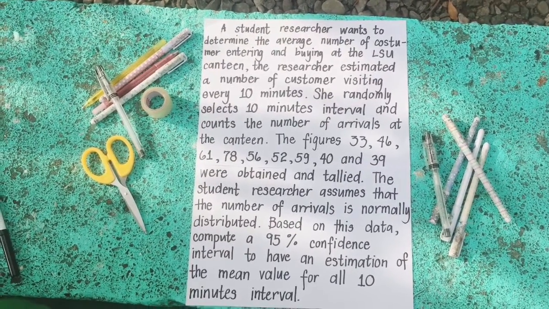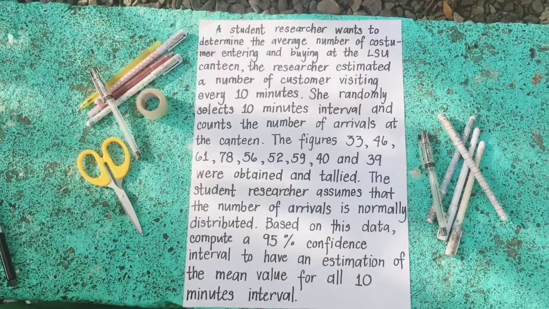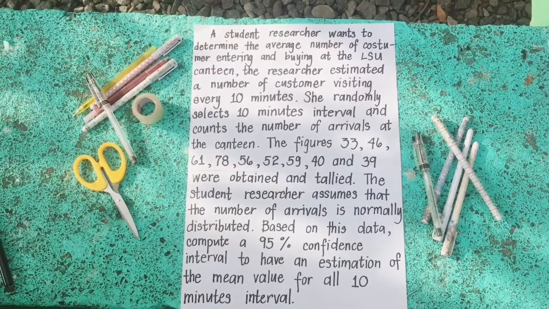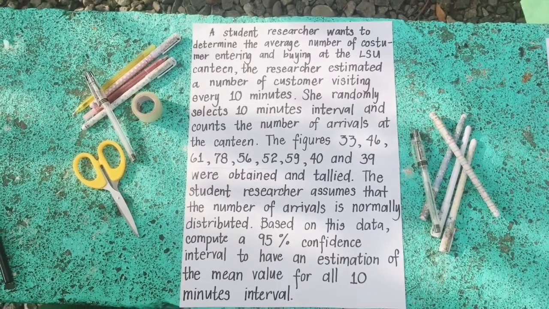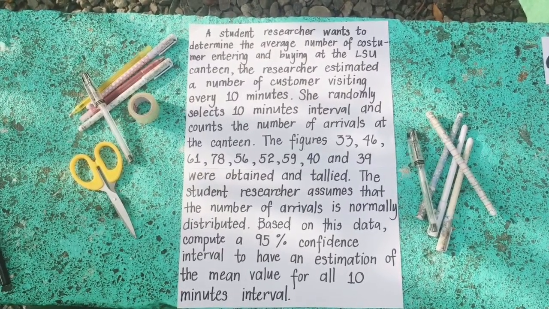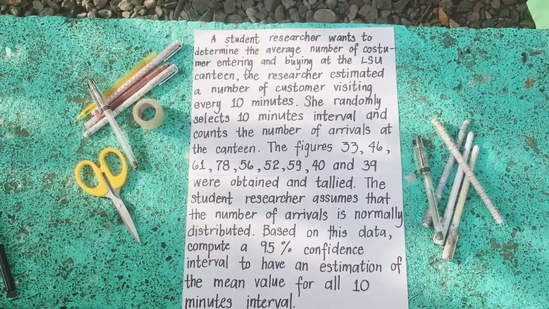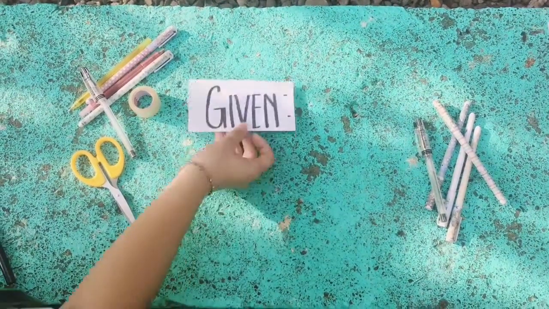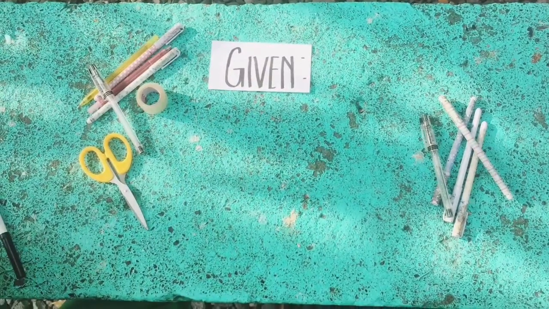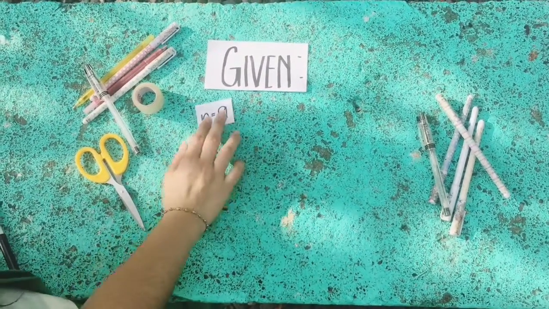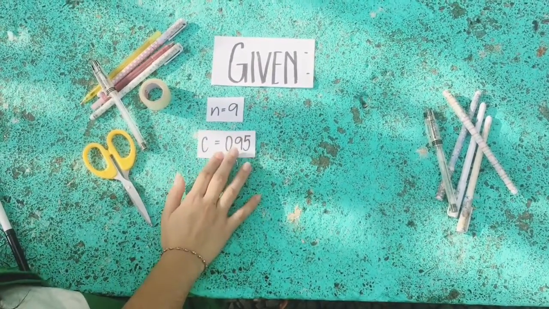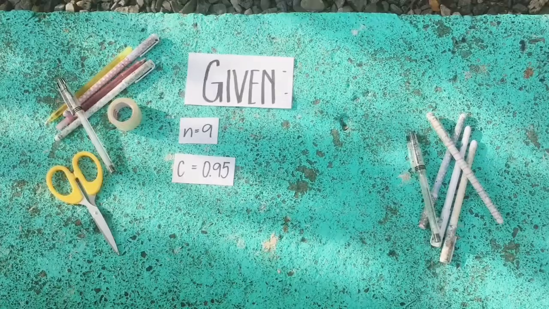The student researcher assumes that the number of arrivals is normally distributed. Based on this data, compute a 95% confidence interval to have an estimation of the mean value for all 10 minutes interval. First step is to find the given. Here we have n, which is equal to 9, c, which is equal to 0.95.